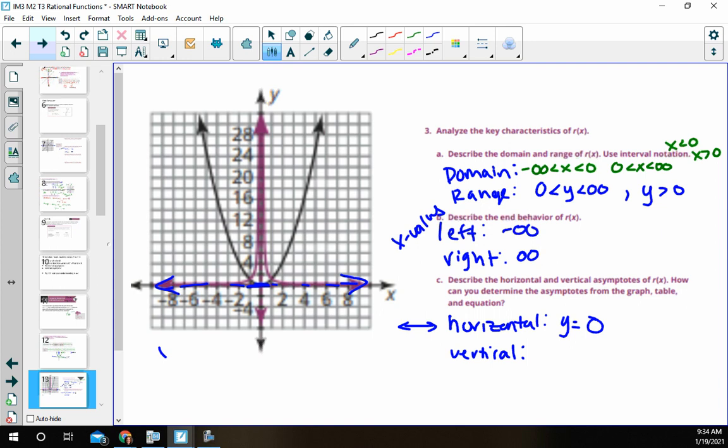Okay. Now I've got my vertical one. Verticals are x equals, and it is sitting at the x value of 0. Okay. It has an undefined slope, which is why it's x equals and not y equals.